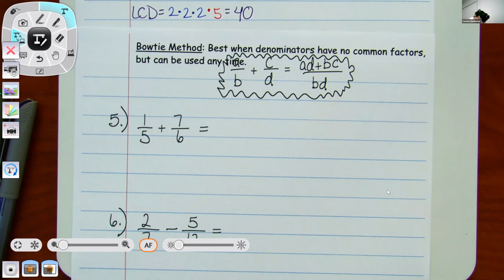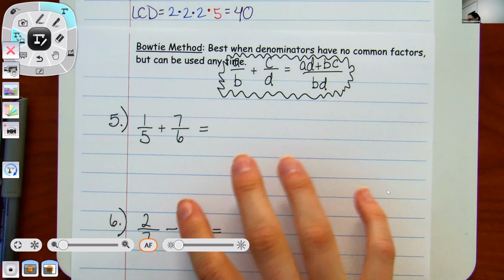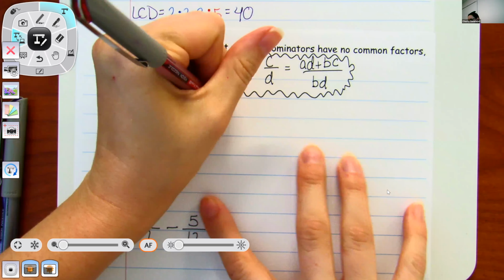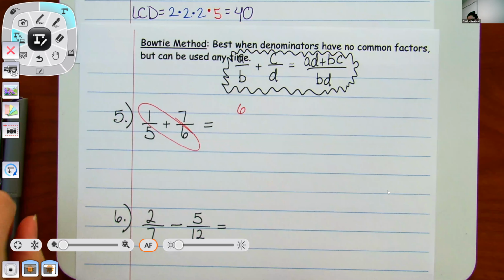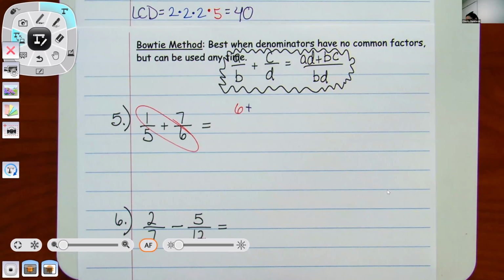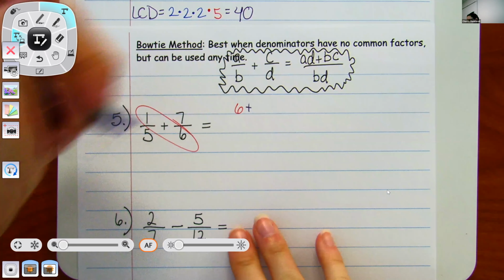So for example, I like to use the bow tie method whenever the two denominators don't have any common factors. So for example, 5 and 6, you see, don't have any common factors. So to do the bow tie method, we're just going to cross multiply. So 1 times 6 is 6, plus 5 times 7, which is 35.